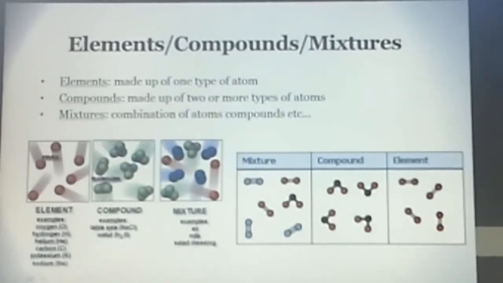sodium. Then the second one is a compound, which is a combination of two atoms, like salt and water. And the following one is a mixture, which is, for example, oxygen, hydrogen and helium, which is a mixture of air, milk, salad dressing. And here you can see many pictures of how mixtures, compounds and elements are represented.